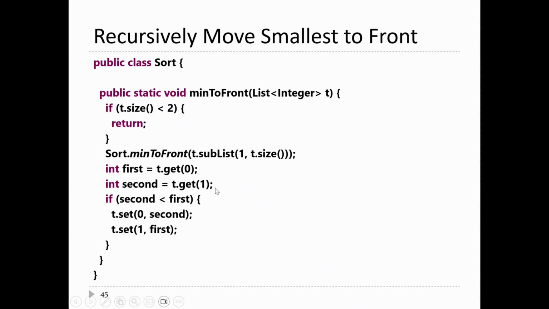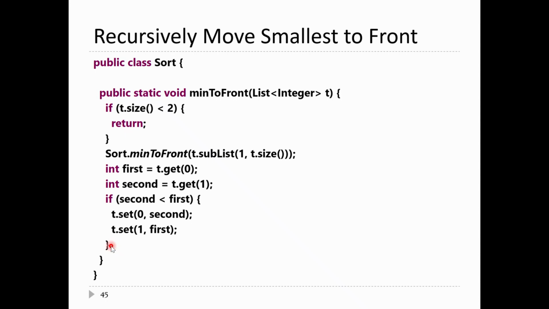So get the first 2 elements of the list and then compare them. If the second element is smaller than the first element, I just need to switch the first and second elements. So if they are smaller, the first element becomes the second element, the second element becomes the first element, and you're done. If this condition is not true, then there's nothing to do. The smallest element in the list was always the first element anyway.